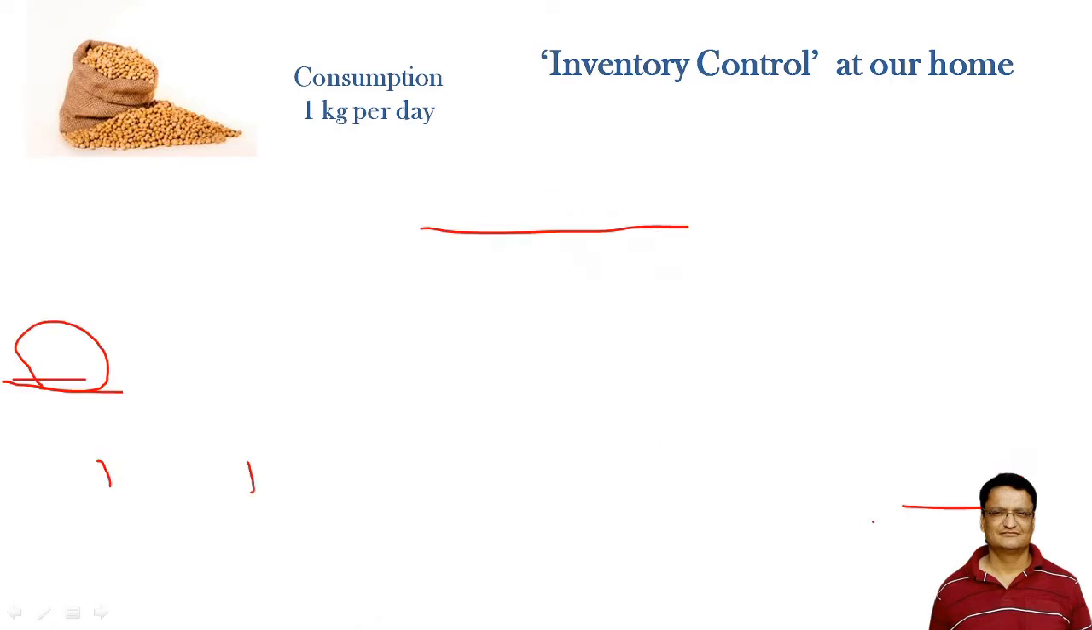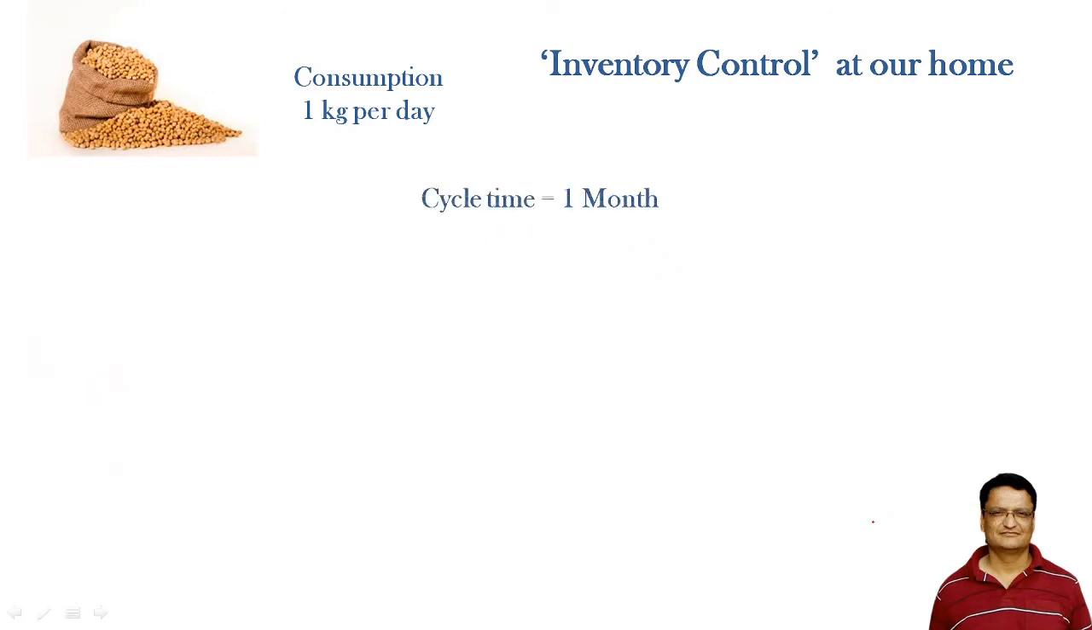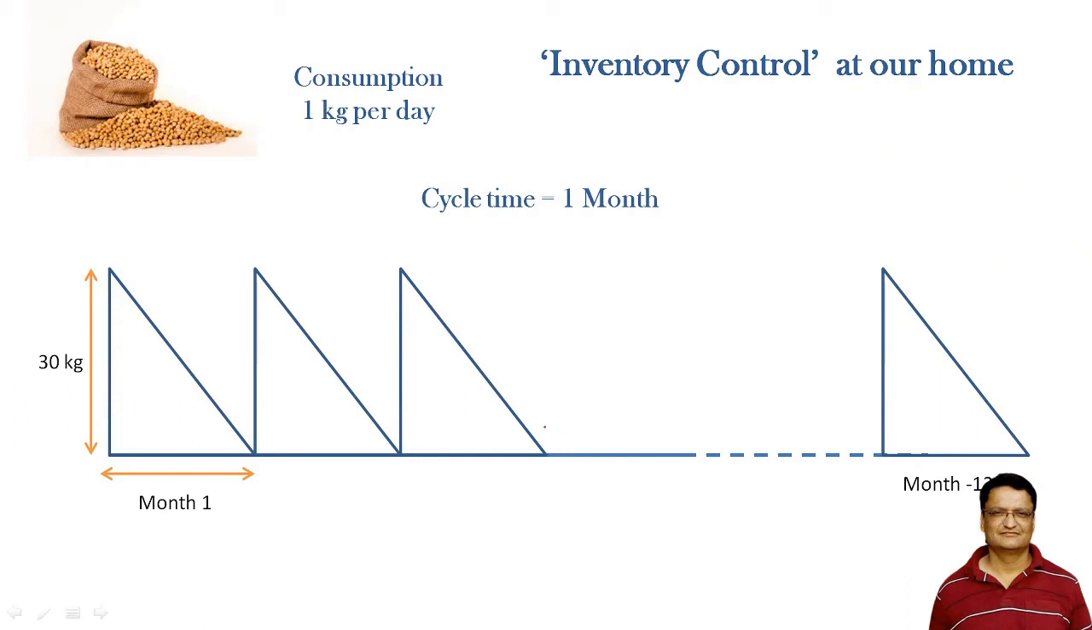Can there be any other approach? Yes, there can be a cycle time of 1 month, in which I purchase the grain, let us assume a 30-day average month, 30 kg of grain, and that will be sufficient for me for a complete 1 month. At the end of the month, I will have exhausted the grain, and on the very first day of the next month I will again purchase 30 kg of grain, and the cycle will continue for 12 months. So I will need to make 12 purchases, right?